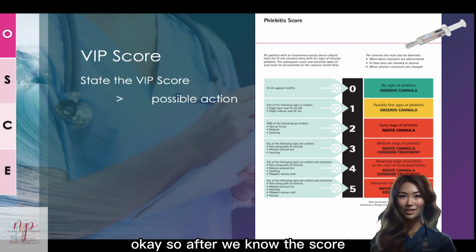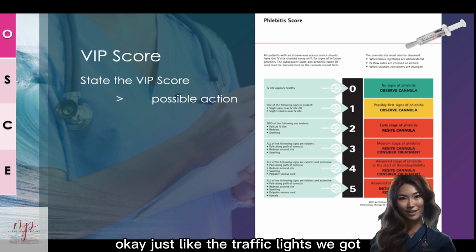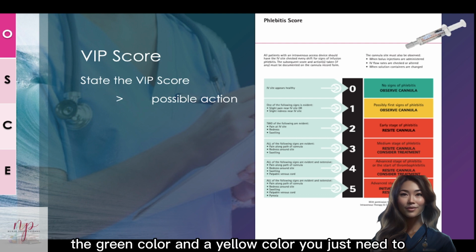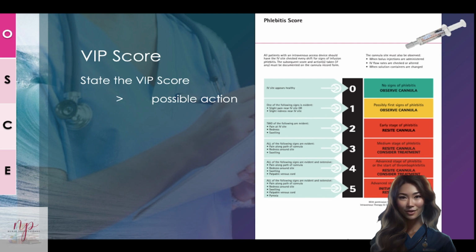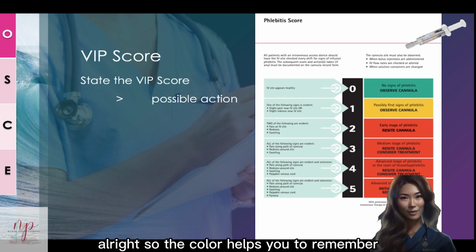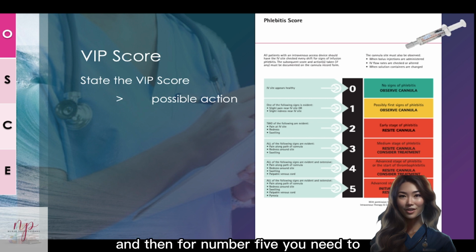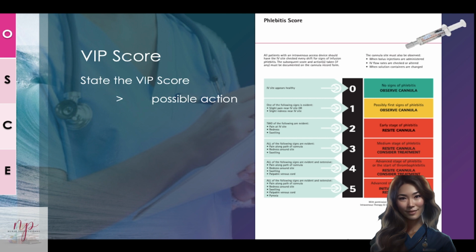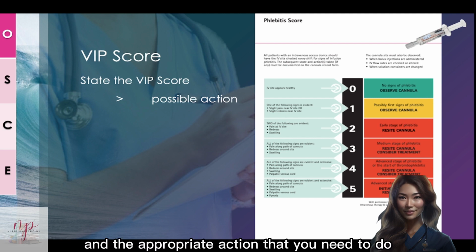Okay, so after we know the score, you need to act accordingly. In the table on your right hand side, you see there are 3 main colors: green, yellow, and red. Just like the traffic lights. If you are having the green color and the yellow color, you just need to observe the cannula. But if it is red color, you need to resite the cannula. Alright? So the color helps you to remember. And for number 5, you need to initiate treatment first before you resite your cannula. So these are the different stages and the appropriate action that you need to do.